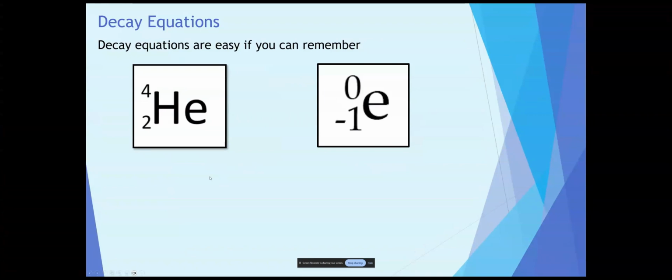Right, so here's a short clip on decay equations and how to solve them and know about them. Two things that you need to remember for decay equations are the following. This symbol represents alpha, an alpha particle, and this symbol represents a beta particle. Make sure you memorize those because that's important for solving decay equations sometimes.